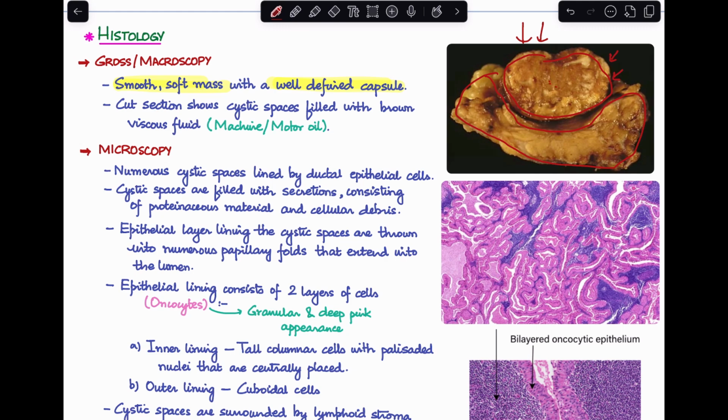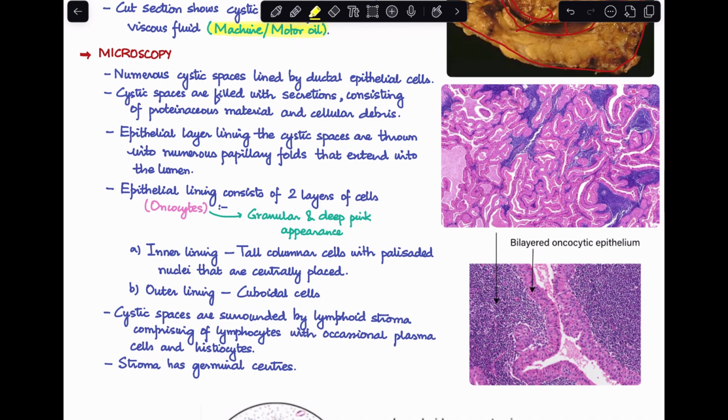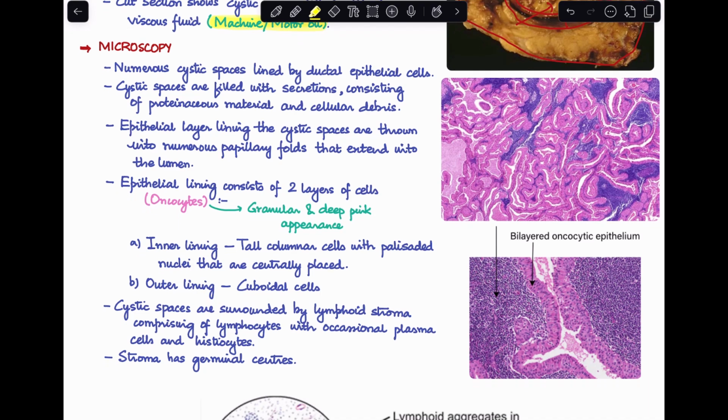And the cut section of this tumor will show some cystic spaces which are filled with brown viscous fluid. And sometimes this fluid has the consistency of looking like machine or motor oil. So that is about the gross appearance of Warthin's tumor. Next, looking at the microscopic appearance. So I have briefly mentioned to you what it is.